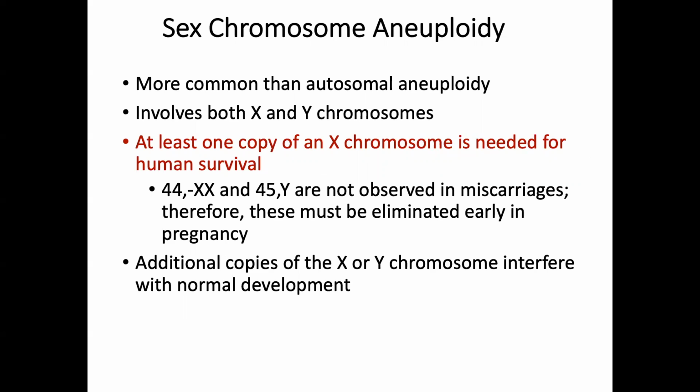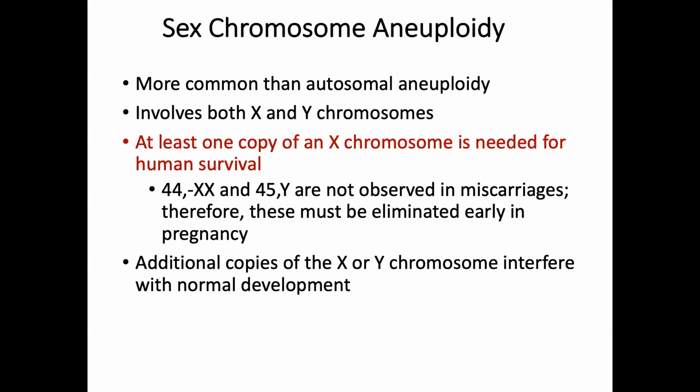We finished discussing autosomal aneuploidy. Now let's discuss sex chromosome aneuploidy. Interestingly, sex chromosome aneuploidy is more common than autosomal aneuploidy. Both X and Y chromosomes can be involved. But as you may recall, the X chromosome is much bigger than the Y chromosome and has many more genes. So at least one copy of the X chromosome is needed for human survival.